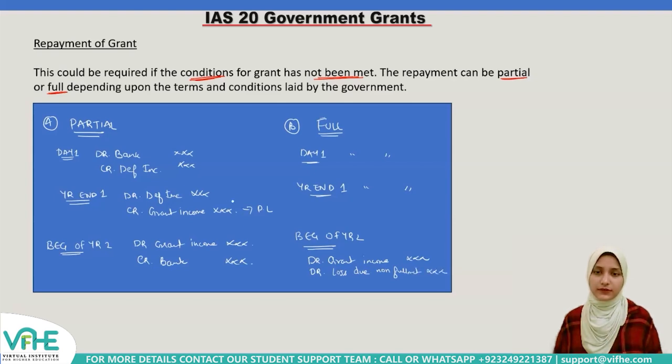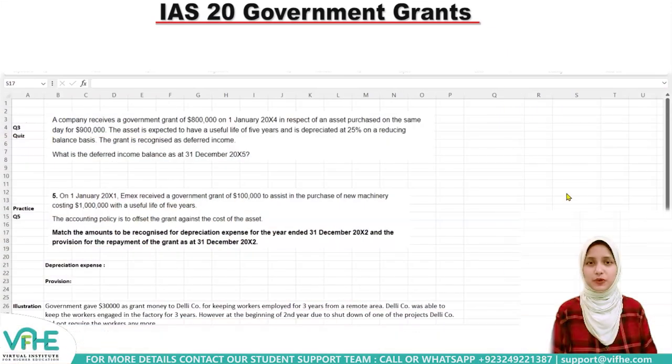Exactly whatever amount I recorded as grant income in the last year, that is going to get debited and credited as your bank. So don't worry, I'll actually do a proper numerical. So whatever I've done over here, you will understand better using a numerical. Now let's do some question practice on the government grants. They're the quiz questions. I'll start from question number 3.